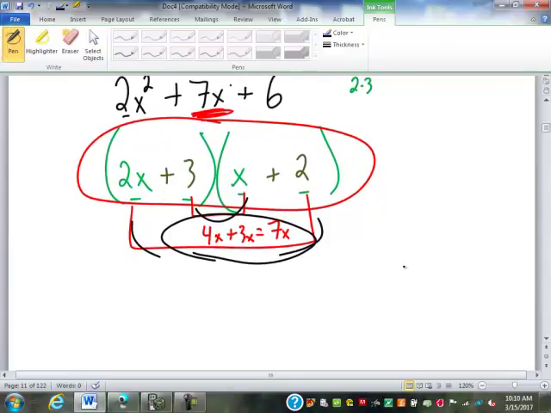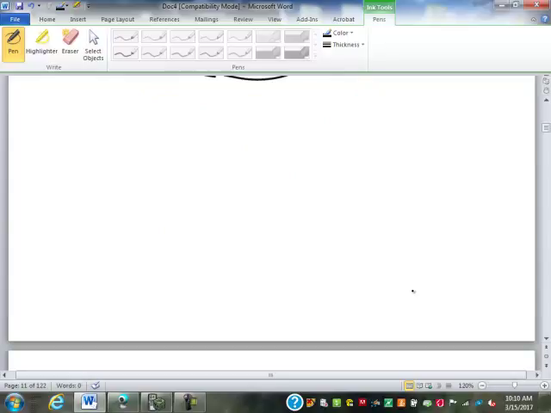So I'm going to have you try one. And this is one where you're not going to get it on your first try, so you're just going to have to keep trying new combinations. 4x squared plus 49x plus 12.